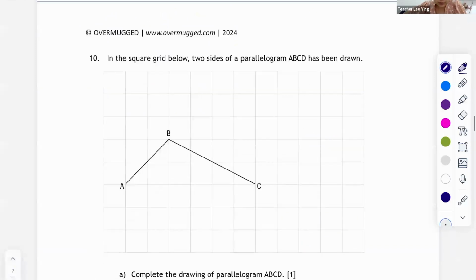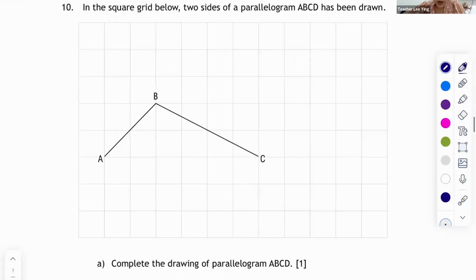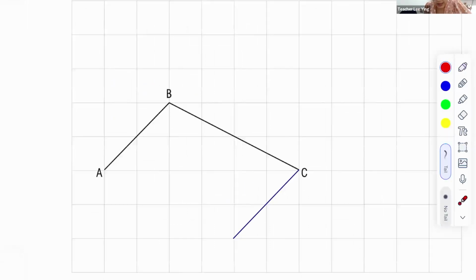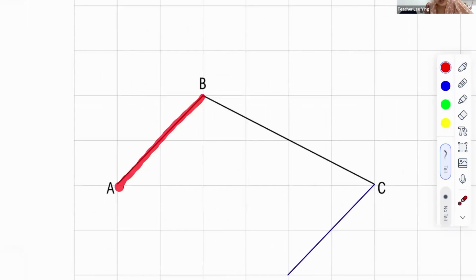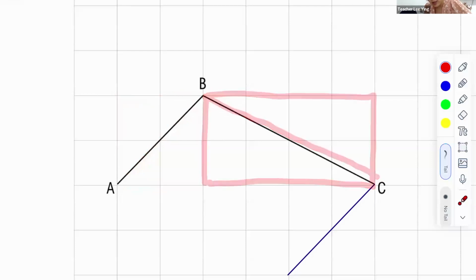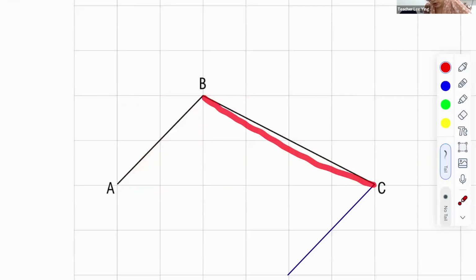Let's move on. In the square grid below, 2 sides of a parallelogram ABCD have been drawn. Since ABCD is a parallelogram, now we need to think of these lines as diagonals of a rectangle. So this diagonal is of a square and BC is a diagonal of a 4:2 rectangle. Can we see that? It is a diagonal of a 4:2 rectangle.